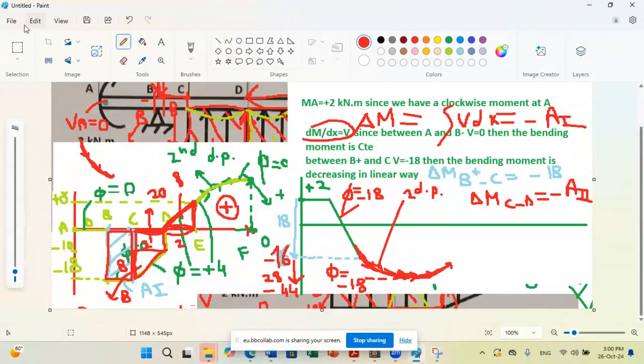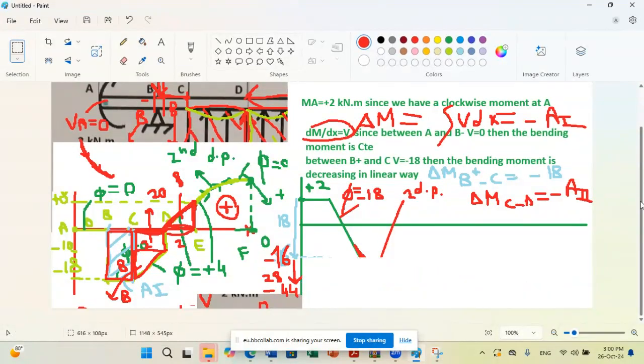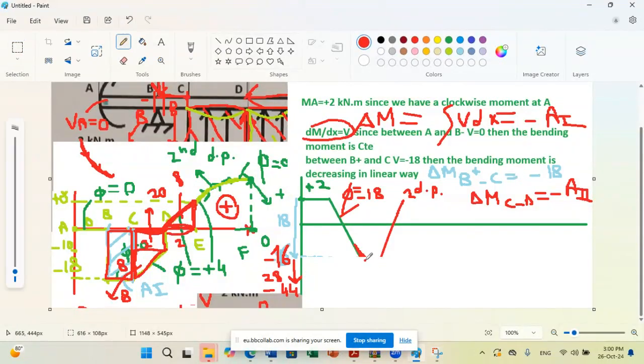So when we do plus 8, let me make the figure more to scale. Let me adjust it. One second. Okay. So we said first we have a linear variation until minus 16. Then from minus 16 we have a second degree parabola until minus 44. Sorry, 44. So this is minus 44.